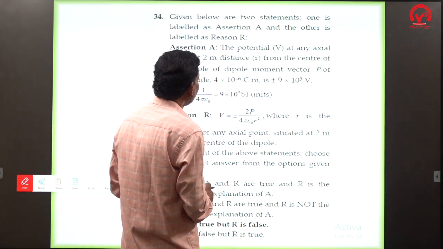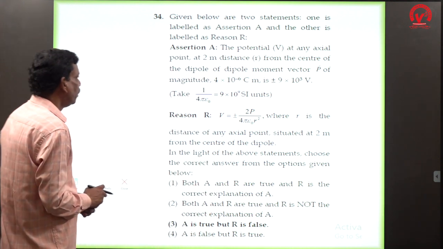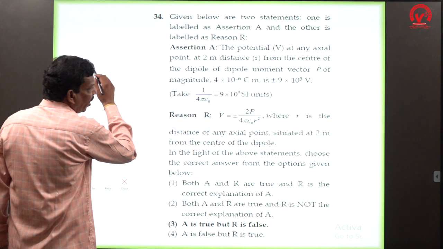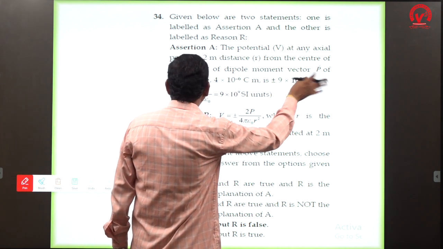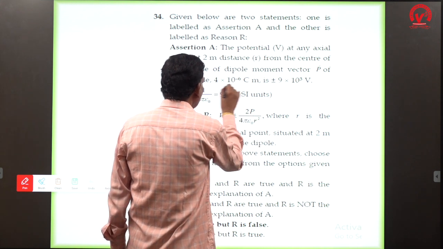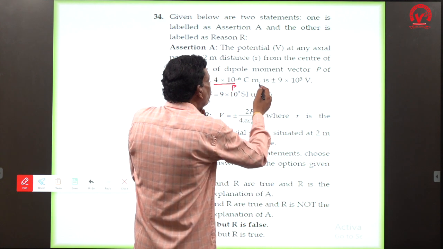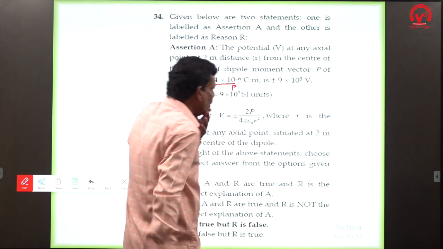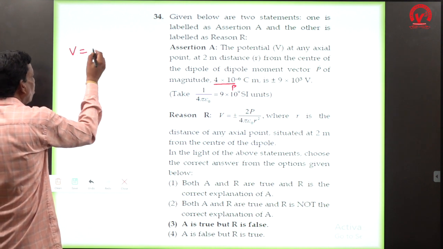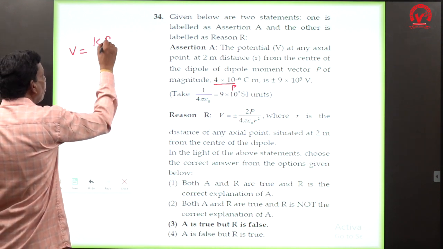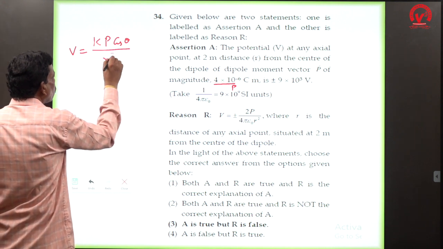What is given here: the potential at any axial point, dipole moment vector P of magnitude given. It is a P value given. E is 9 into 10 power 3 volt. So what is the general formula for V? V is equal to Kp cos theta by R square.